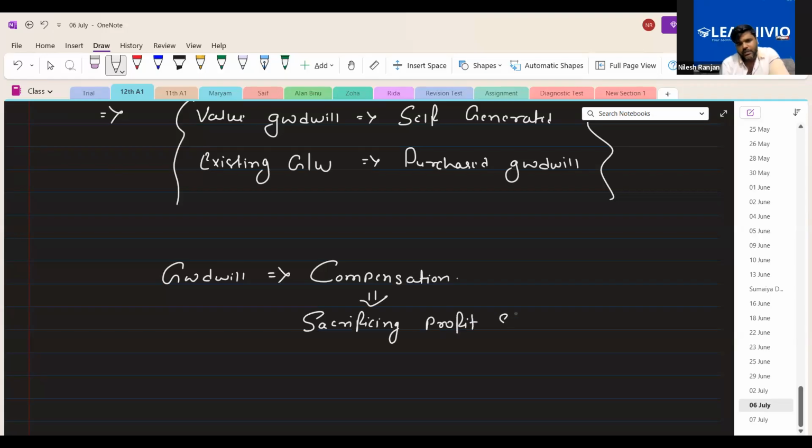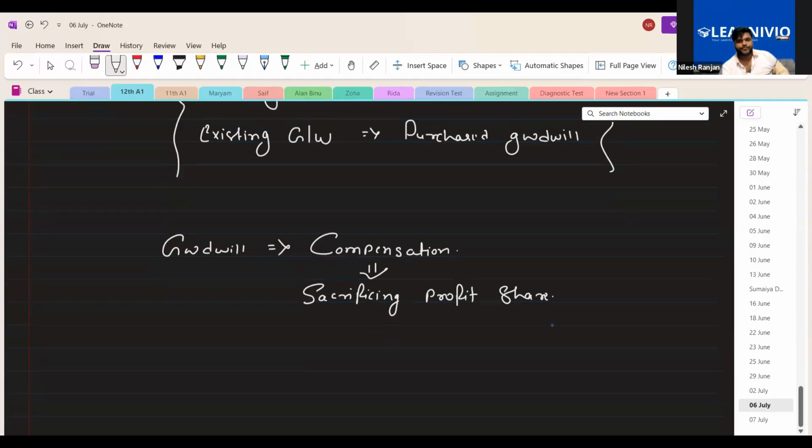Now, at the time of admission, if you remember, the new partner was bringing goodwill. Why? Because the old partners are giving their profit share to the new one. So they are sacrificing their profit share for the new partner. That's why the new partner compensates the old partners in the form of goodwill. Here, the retiring partner is leaving the firm, so he is leaving his profit share for the remaining partners. So the remaining partners, who get his profit share, will compensate the retiring partner with goodwill.